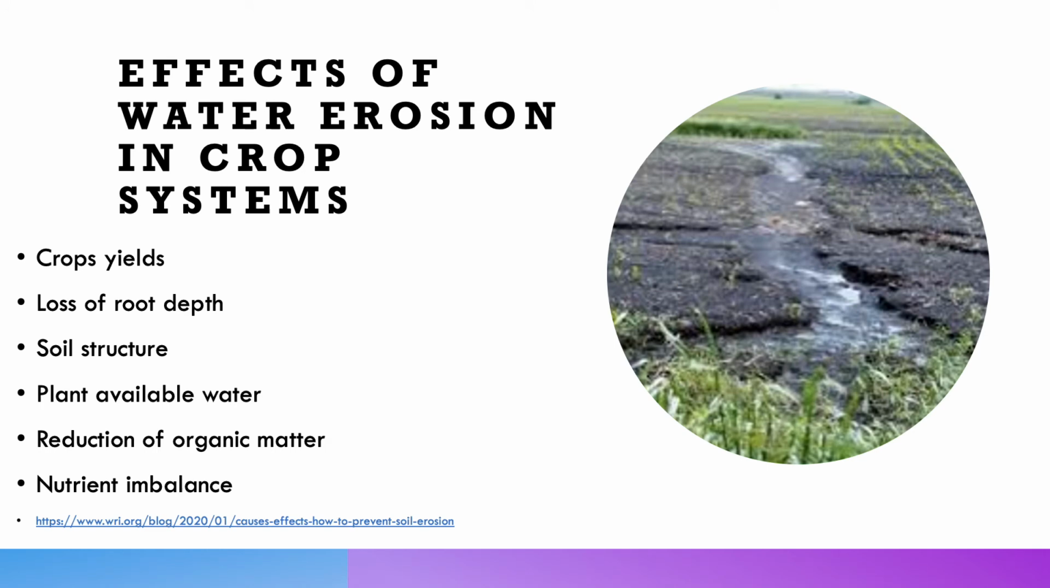Effects of water erosion in crop systems are numerous and costly to farmers. Water erosion affects crop yields, soil structure, and the availability of water for planted crops. Additionally, water erosion reduces organic matter and causes nutrient imbalance. Now that we understand how destructive soil erosion can be, the next question is, how do we prevent or reduce erosion?